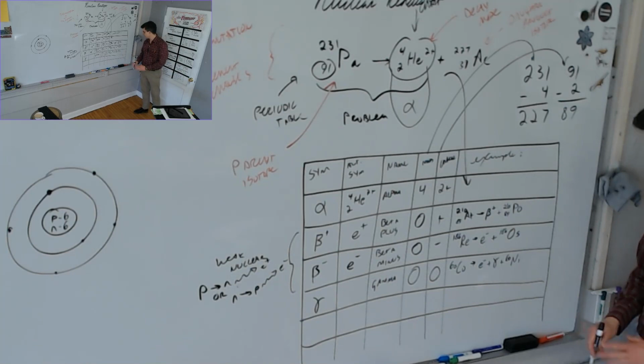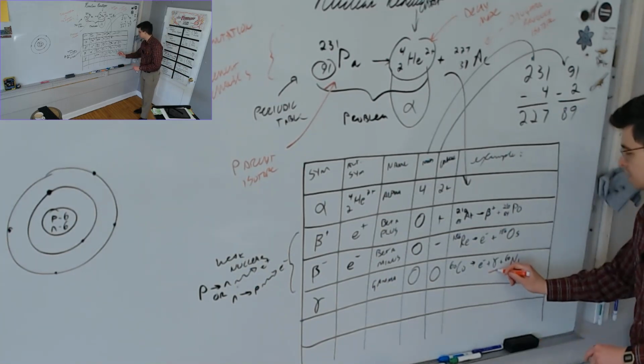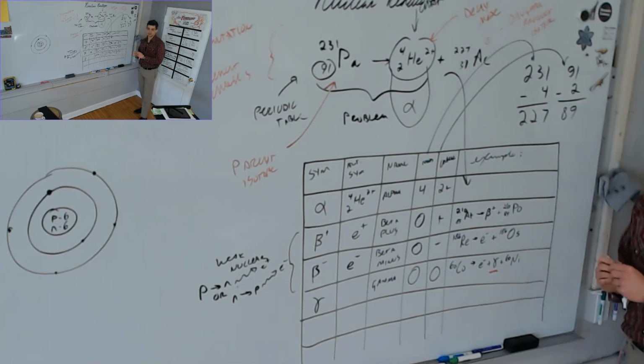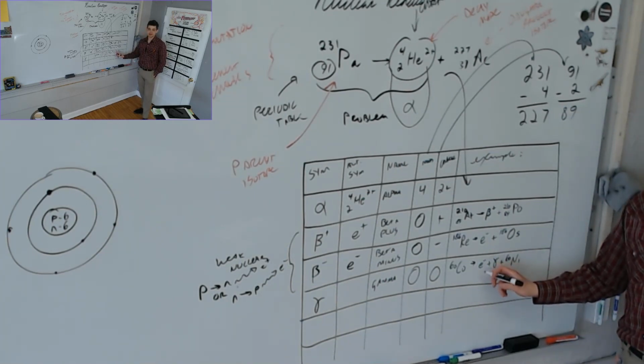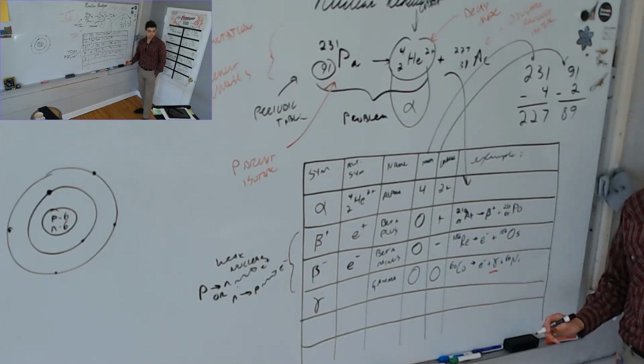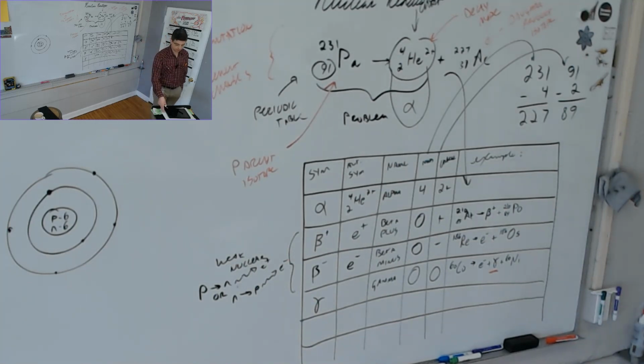So the gamma here did not change the mass or the atomic number. It was the beta minus that changed it. Okay? Sometimes it's a different thing too. It can be alpha or beta plus or beta minus or the next thing that we're going to talk about, which is electron capture.